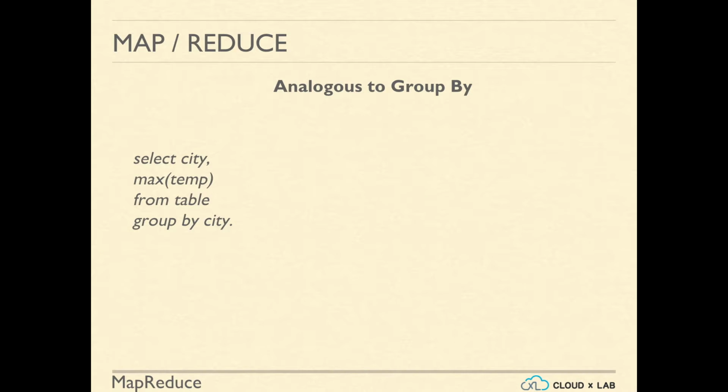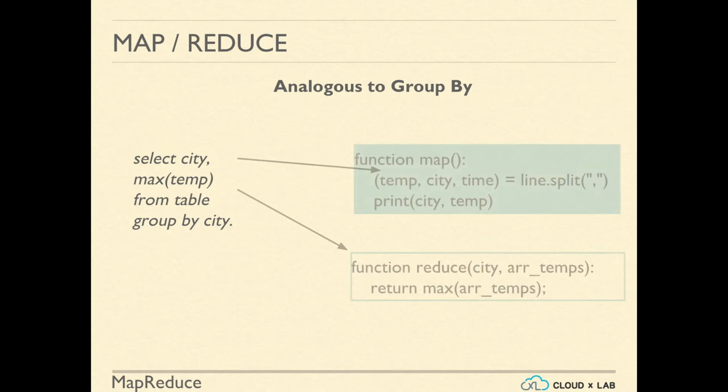If you had to solve the above problem of finding maximum temperature using SQL, you would simply group the data by the city and for each group you would compute maximum. The query would look like: select city, max(temperature) from table group by city. The map part corresponds to selection of column in group by and reduce part is analogous to aggregation of SQL.